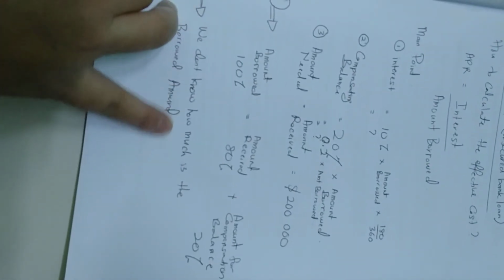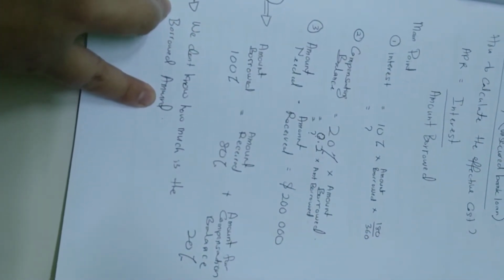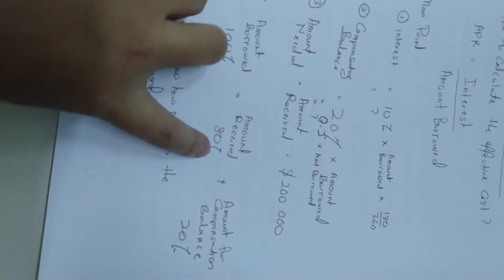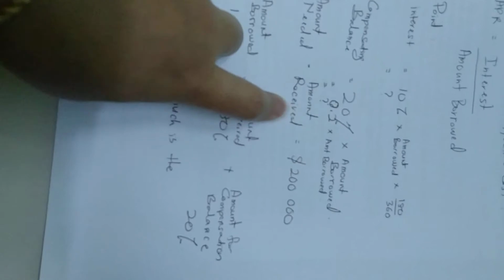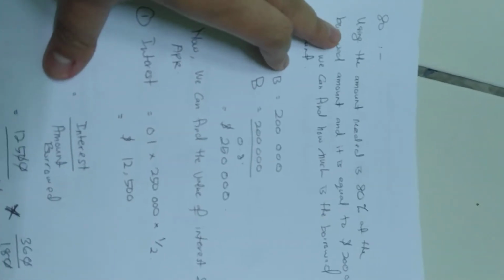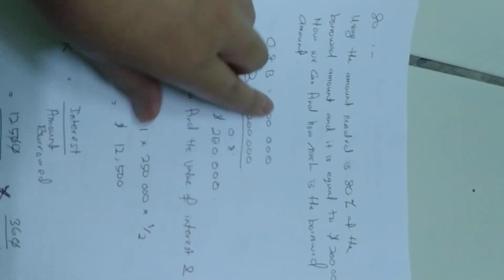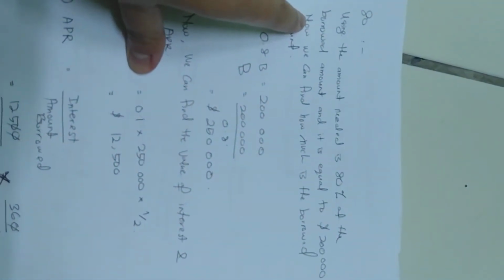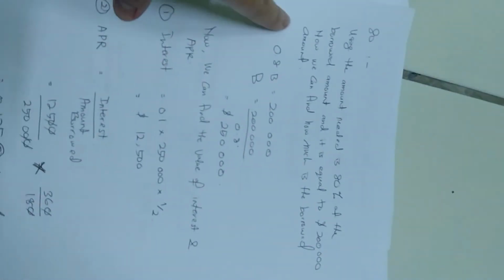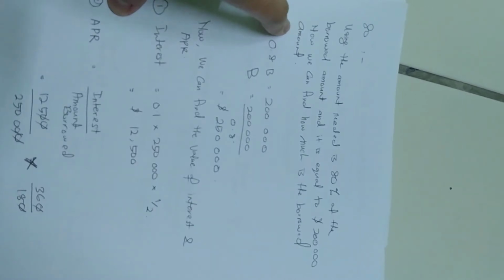So let us go. We don't know how much the amount borrowed is. So how can you find this amount borrowed? By using this relationship: 80% of the amount borrowed is equal to 200,000 ringgit. So continue with this, using the amount needed: 80% of the amount borrowed is equal to 200,000 ringgit. Now we can find how much the borrowed amount is.